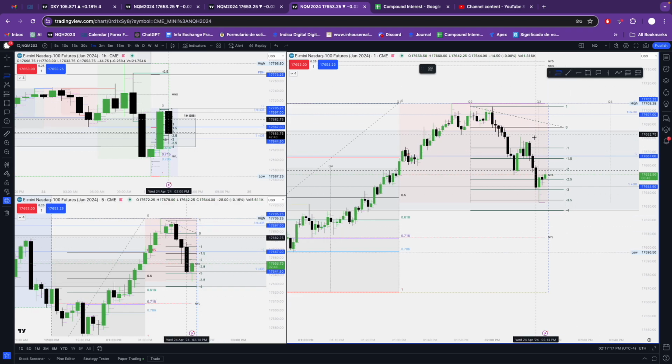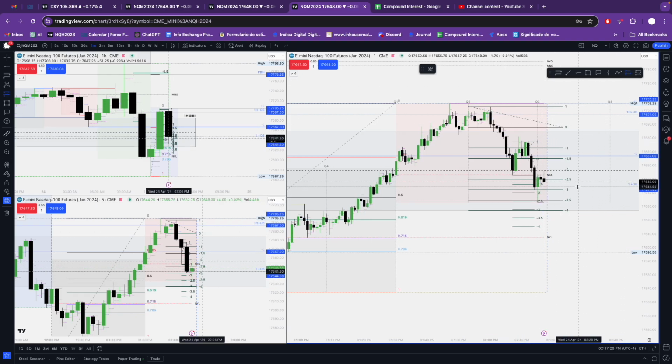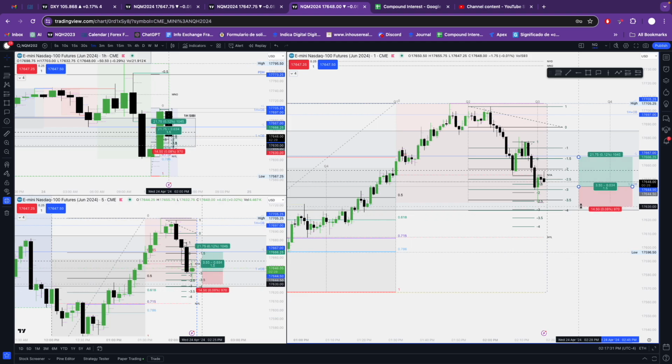But one of the things that we want to do is get confirmation from this current 1 minute 2.5. This is absolutely perfect. Now we just want to make sure that we have a 10-point stop loss. Where would that entry be?